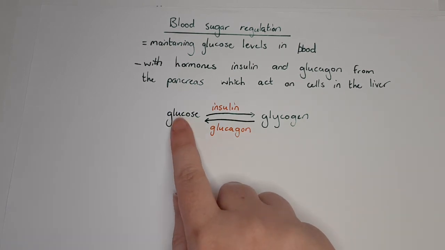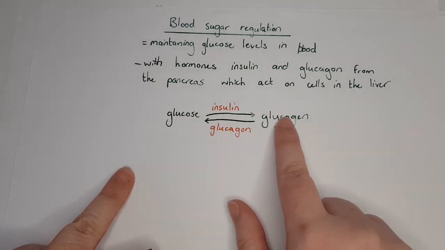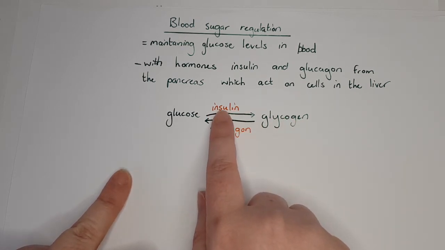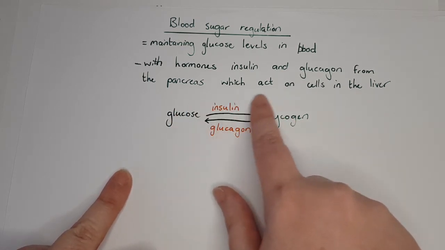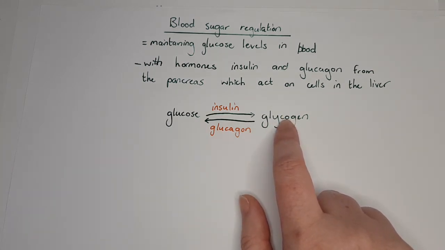And it will tell the liver to either be storing glucose or releasing glucose. So glucose is what we need for respiration. But if we don't need it, we want to store it. And we store it by joining it all together and forming glycogen. Now, insulin is the hormone that takes glucose and turns it into glycogen to store it. And then it doesn't have any impact on osmosis.